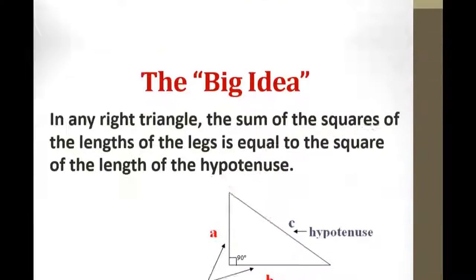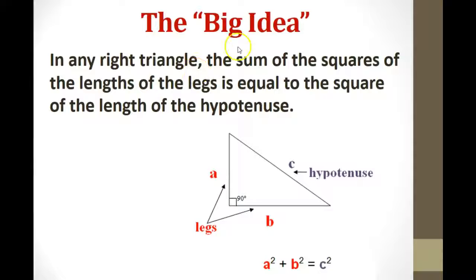The Pythagorean Theorem states that in any right triangle, the sum of the squares of the length of the legs is equal to the square of the length of the hypotenuse. Now, it did not say the sum of the legs. It says the sum of the squares of the legs. So if each of these legs form a square, which we'll be looking at more closely later.